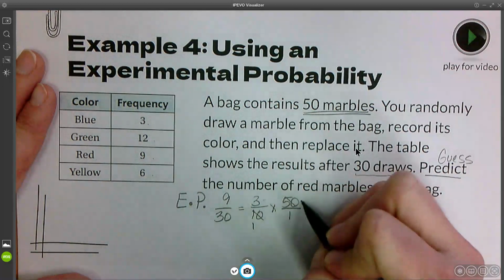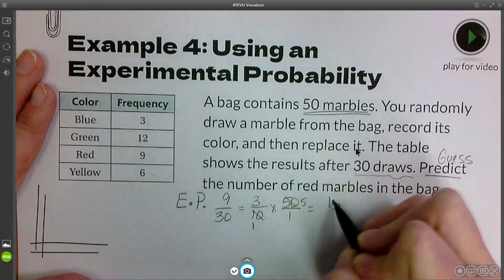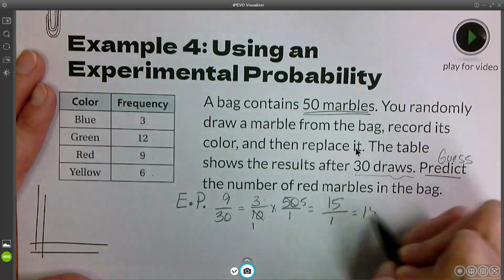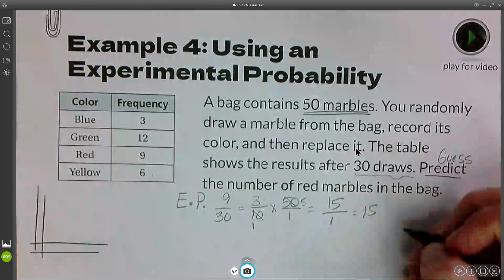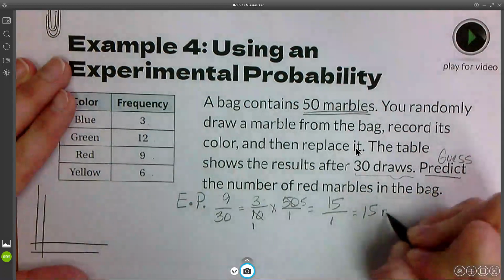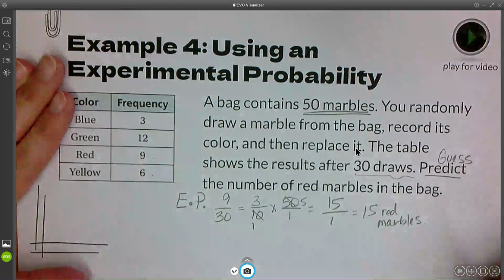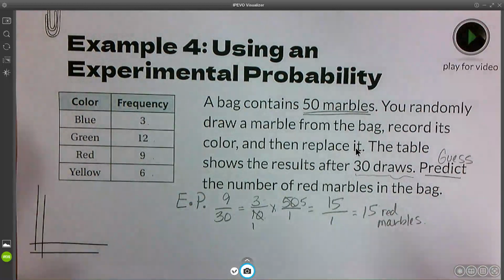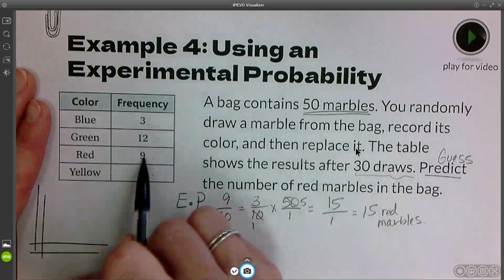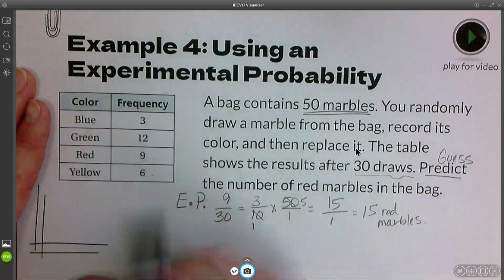And I can cross cancel here out at 10, multiply straight across, and I get 15. Excuse me, 15 red marbles in the bag. That doesn't mean there are exactly 15 red marbles. That's based on the fact that it came out 9 times when we pulled 30 tries.